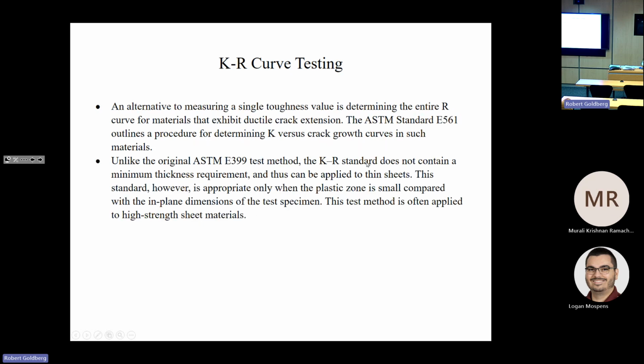So as an alternative to measuring a single toughness value, you can determine the entire R curve for materials that exhibit ductile crack extension. There's another ASTM standard, E561, which outlines the procedure for determining K versus crack growth curves in such a material. And unlike the original test method, the KR standard doesn't contain a minimum thickness requirement and thus can be applied to thin sheets. This standard, like anything else with linear elastic fracture mechanics, is appropriate only when the plastic zone is small compared with the in-plane dimensions of the test specimen, and this test method is often applied to high-strength sheet materials.